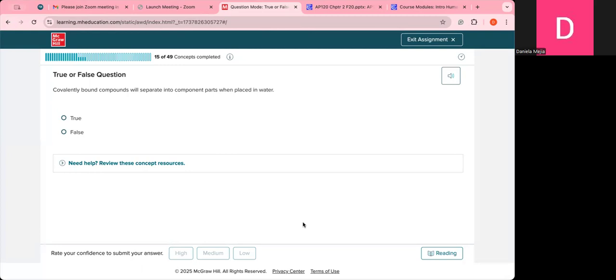Covalently bonded compounds will separate into component parts when placed in water. True or false? Okay.